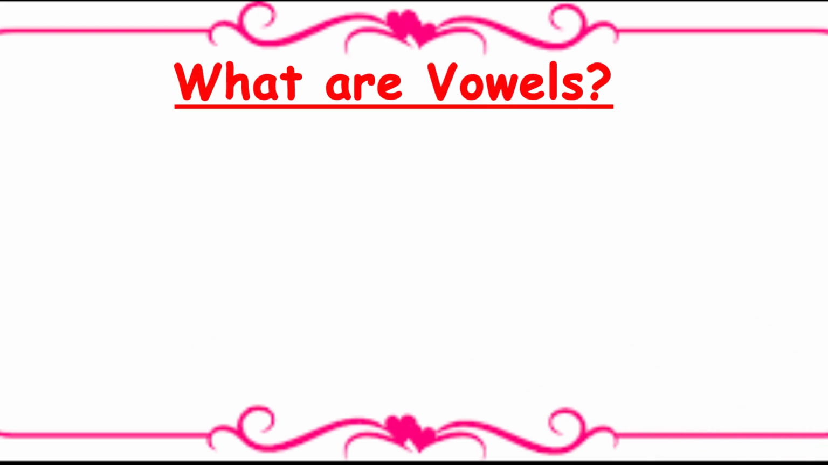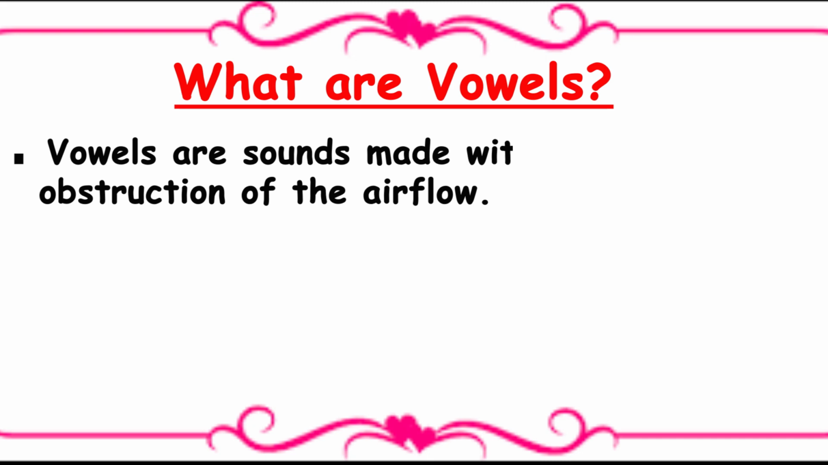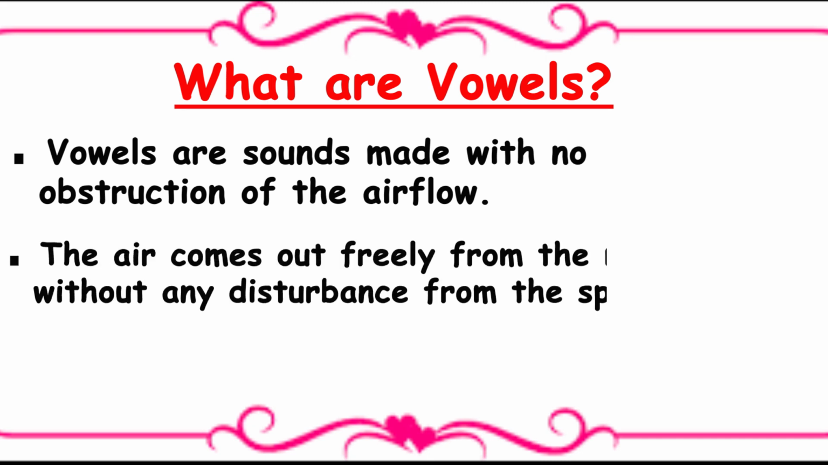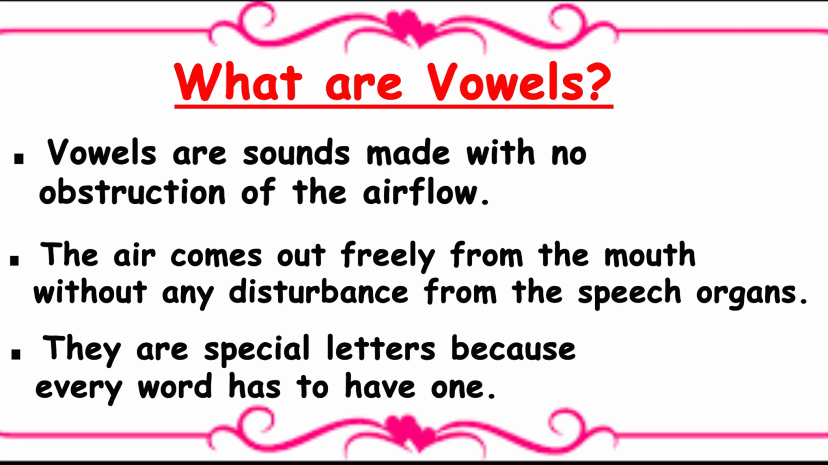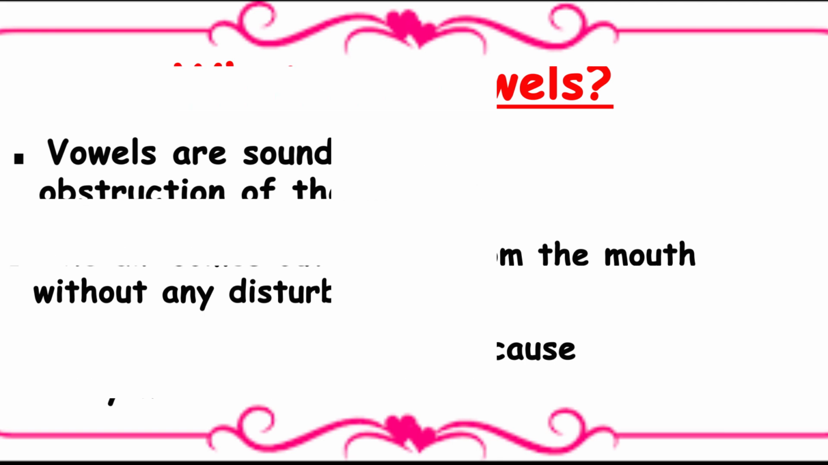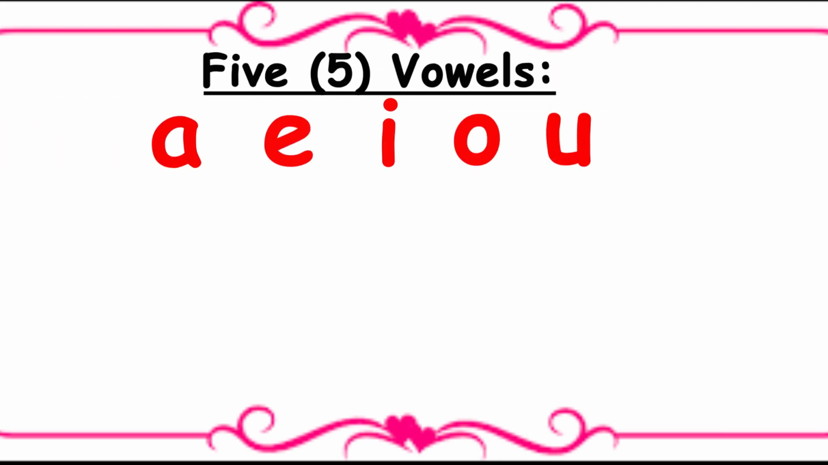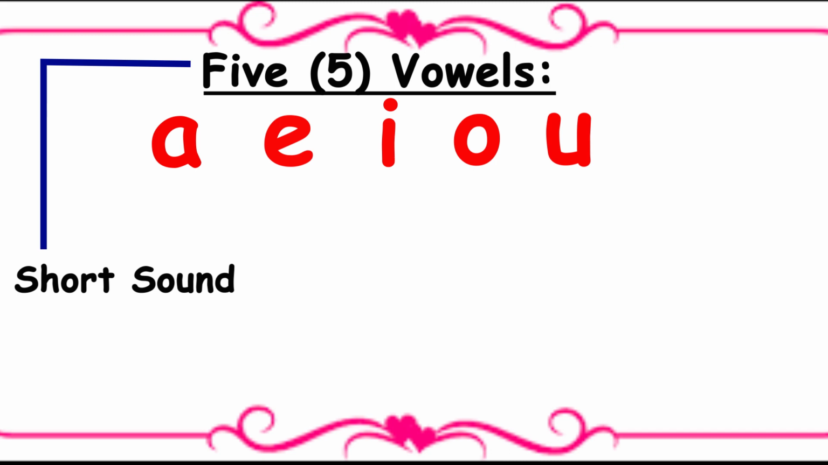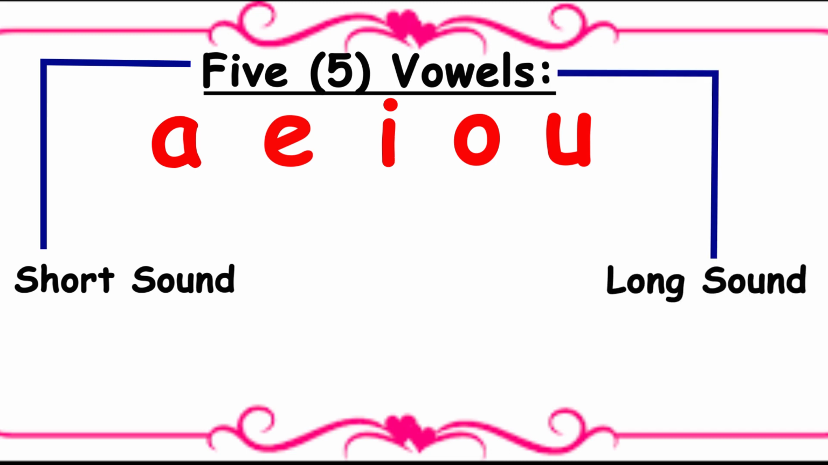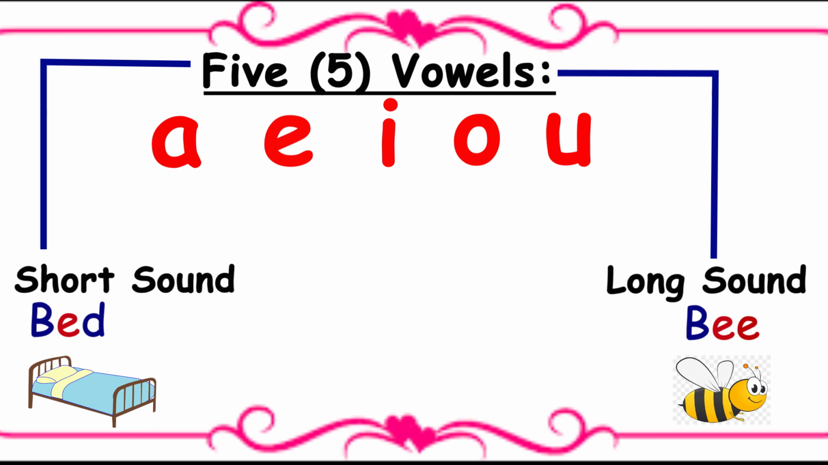Now, what are vowels? Vowels are sounds made with no obstruction of the airflow. The air comes out freely from the mouth without any disturbance from the speech organs. Vowels are special letters because every word has to have at least one vowel. Each of the 5 main vowels has a short sound and a long sound. Most times, if there is only one vowel in a word, it usually makes its short sound.